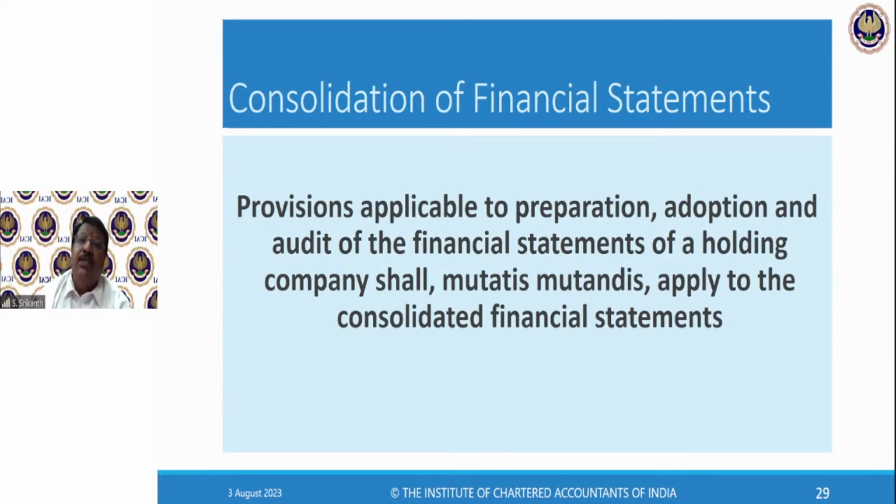Now, provisions applicable to preparation, adoption, and audit of the financial statement. All the rules that are applicable to the standalone will apply mutatis mutandis. Mutatis mutandis means with such changes as may be applicable, with suitable changes. When I'm talking about standalone, I will be referring to certain things, but when I come to CFS, the reference should be correctly made. So with such changes as may be applicable.